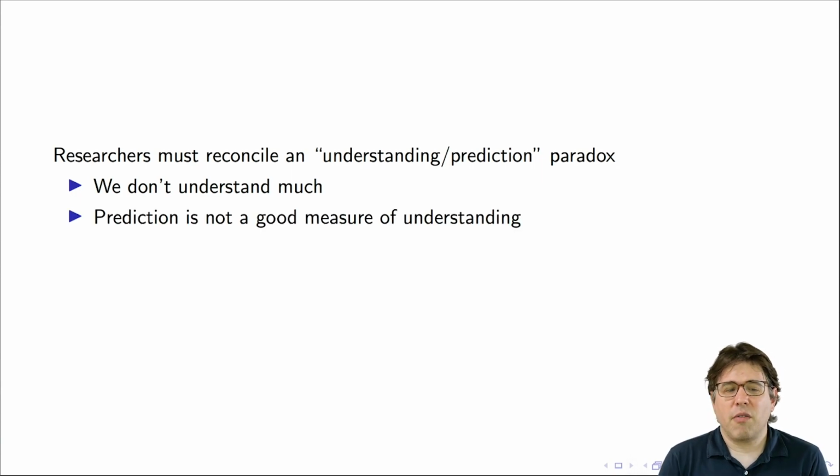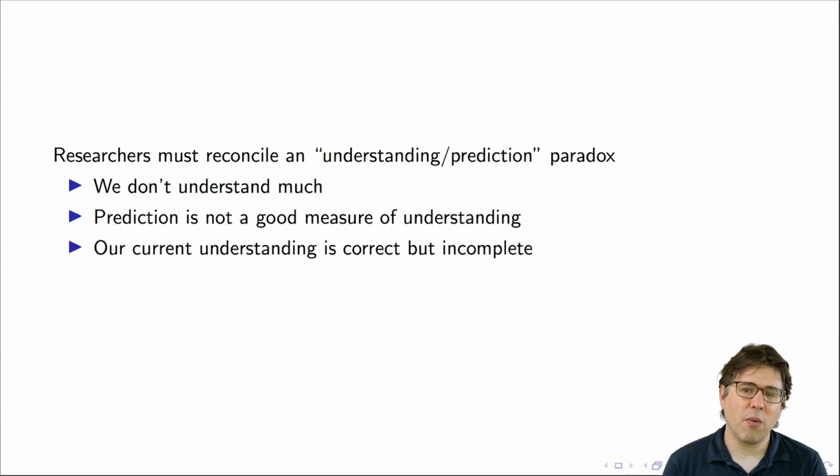A second way to resolve the paradox potentially is to decide that prediction is not a good measure of understanding. And a third way to resolve the paradox is to believe that our current understanding is correct, but it's incomplete. So for example, maybe it's the case that we're actually measuring the important predictors of life trajectories, but we need new theories about why we shouldn't expect predictability of life trajectories.